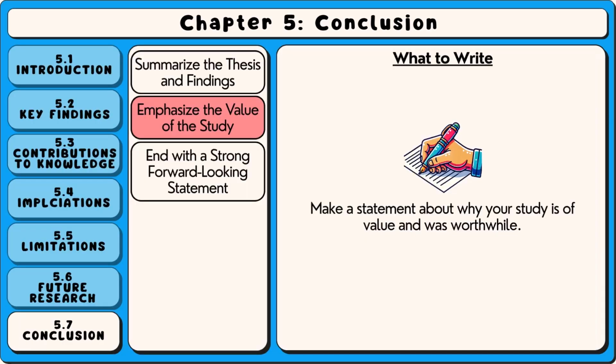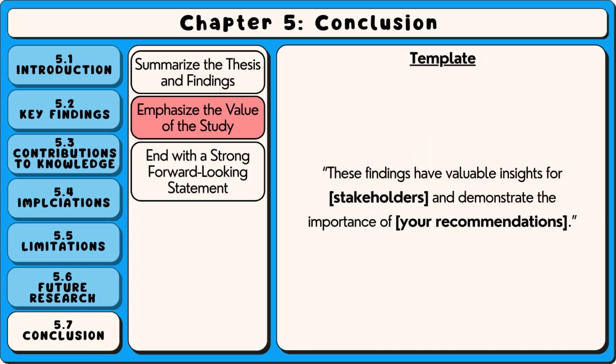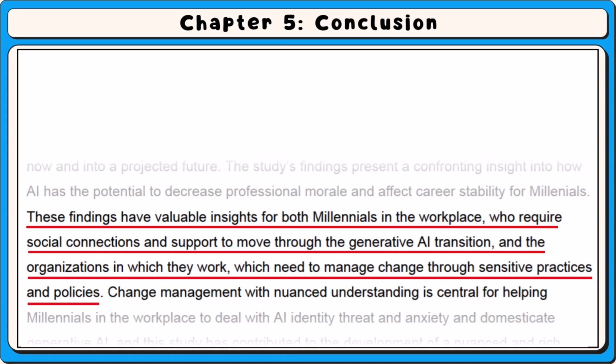The second step is to emphasize the value of the study. Here, make a statement about why your study was worthwhile to conduct. Here's a template. These findings have valuable insights for, and then cite the people who would find it valuable, and demonstrate the importance of, and then summarize your recommendations. Here's an example. These findings have valuable insights for both millennials in the workplace who require support to move through the generative AI transition and the organizations in which they work, which need to manage change through sensitive practices and policies.